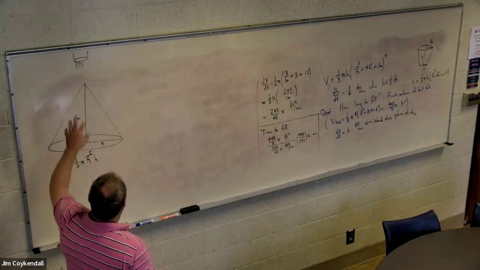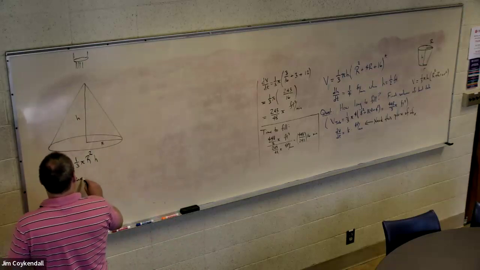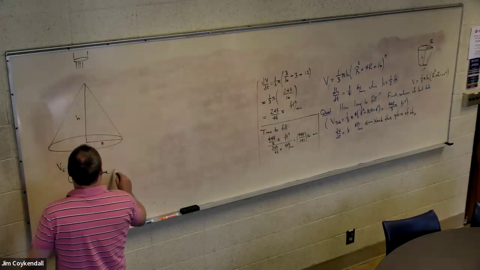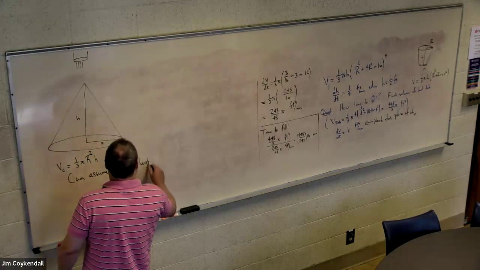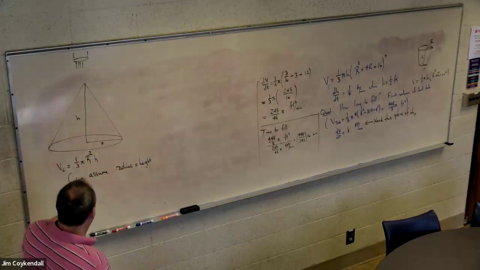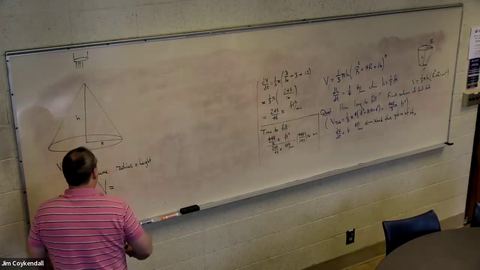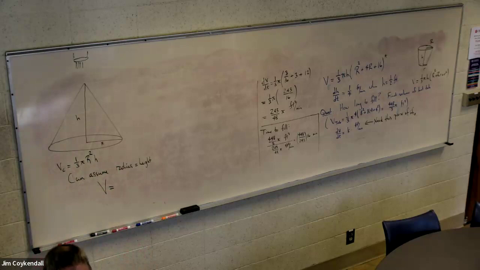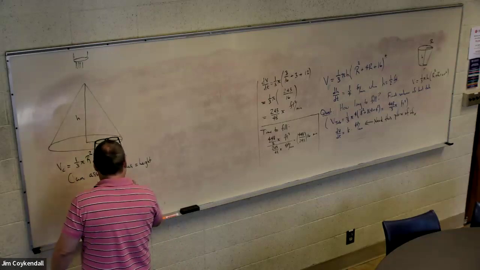Now, I've got this stuff making this pile of sand. I can assume radius equals height. So what's my new improved formula for volume? This is much better. You can replace H with R or R with H. I'm going to replace R with H, it really doesn't matter.